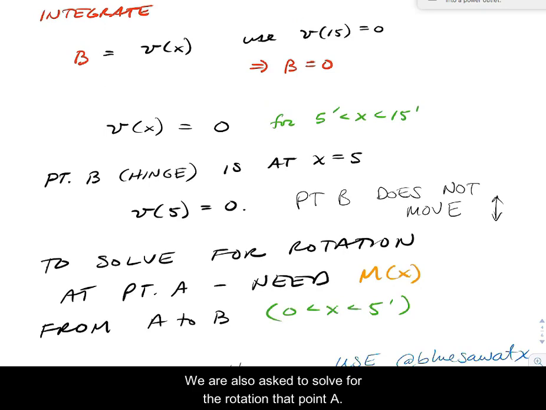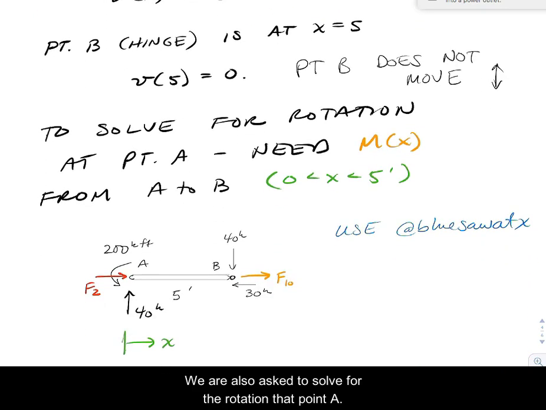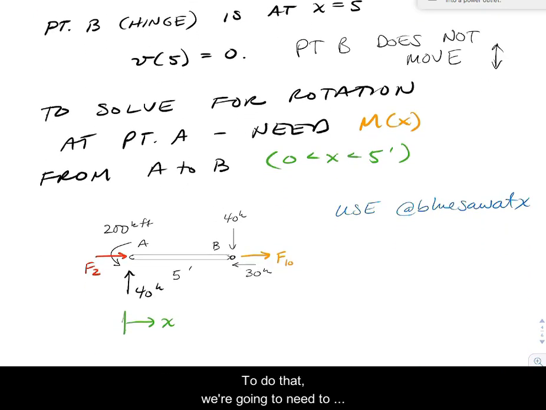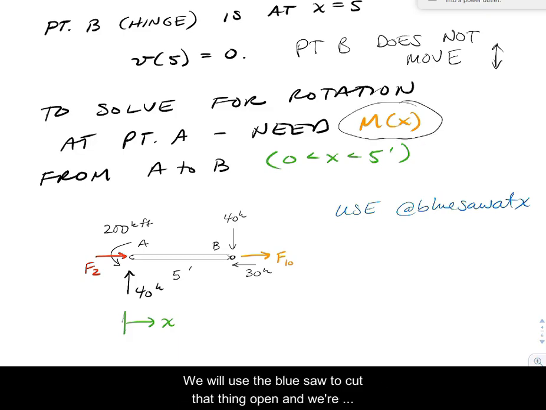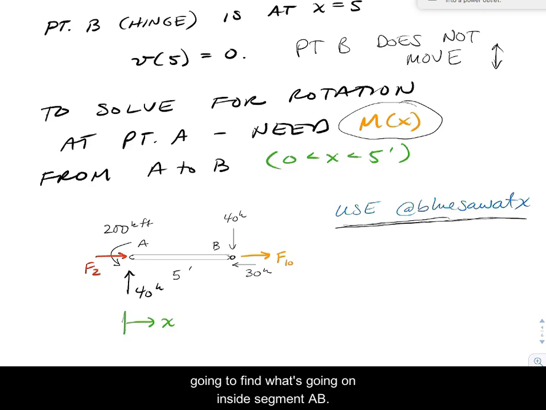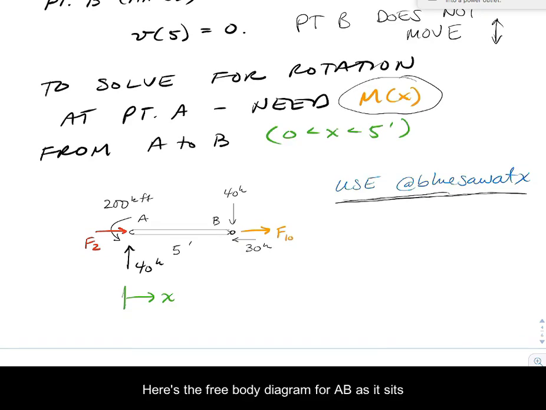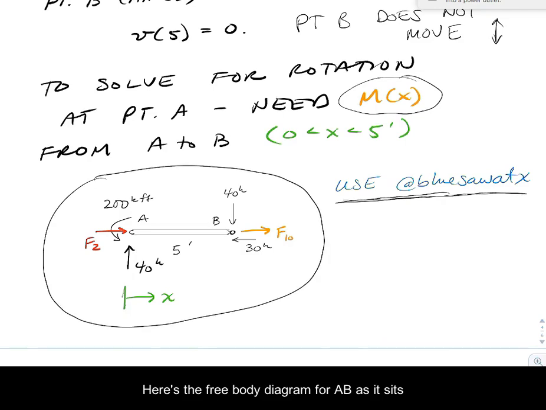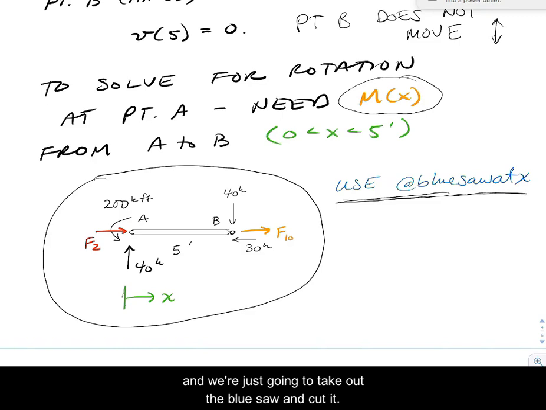And now we're also asked to solve for the rotation at point A. So to do that, we're going to need to analyze segment AB, and we need M of x. We're going to use the blue saw again. We're going to cut that thing open, and we're going to find what's going on inside segment AB. So here's the free body diagram for AB as it sits. And we're just going to take out the blue saw and cut it.